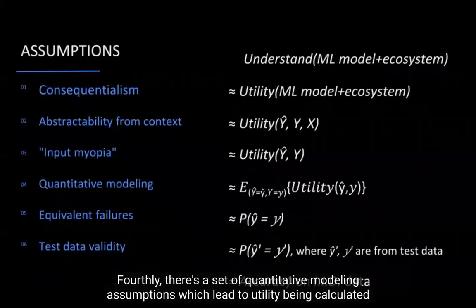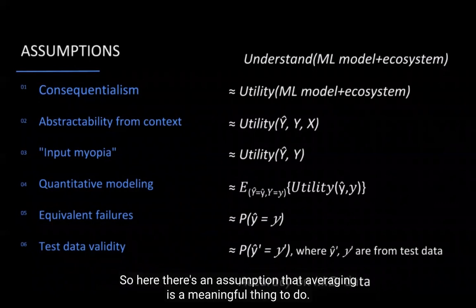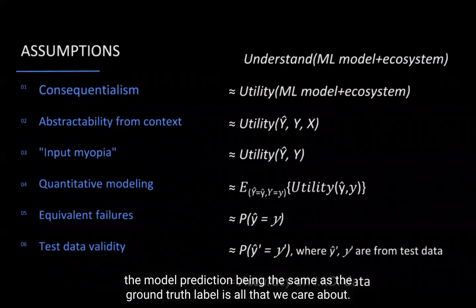Fourthly, there's a set of quantitative modeling assumptions which lead to utility being calculated as an average or an expectation of utility over individual data points. So here there's an assumption that that averaging is a meaningful thing to do. Fifthly, in classification tasks, this reduces to saying, well, actually, the likelihood of the model prediction being the same as the ground truth label is all that we care about.